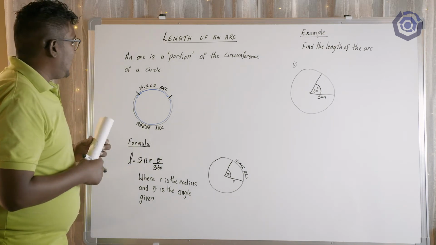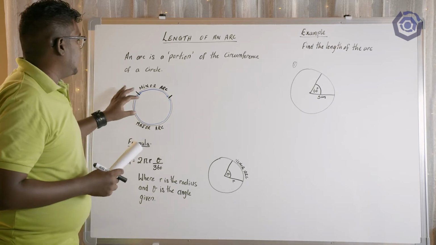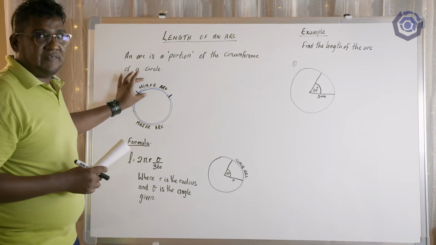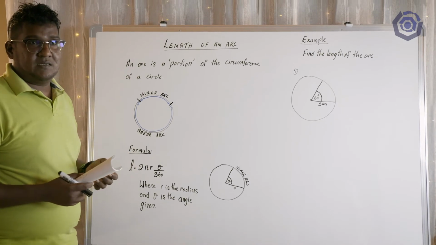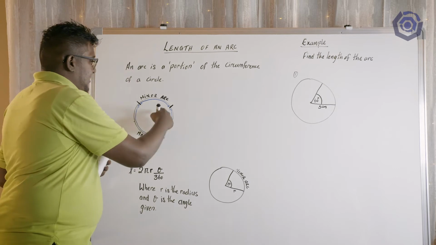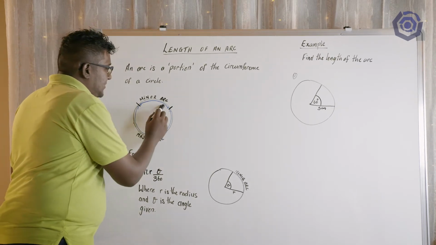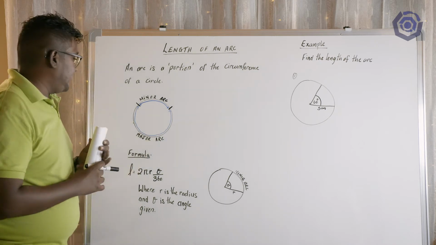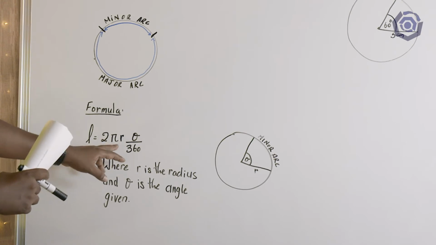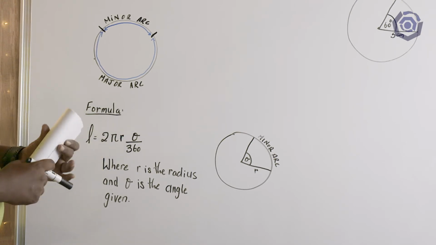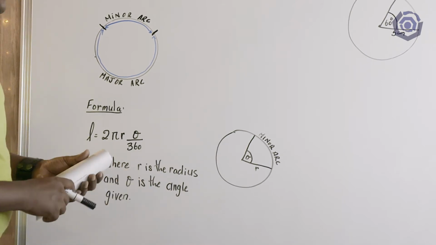When you're given questions and they say, find the length of an arc, then it's the minor arc you're finding, unless the examiner says, find the length of the major arc. Then you would have to go and find the rest of the circle. But if they say find the length of an arc alone, we're working with our minor arc, right? So the formula to find the length of an arc is L equals 2 pi r theta over 360, where r is the radius and theta is the angle given.